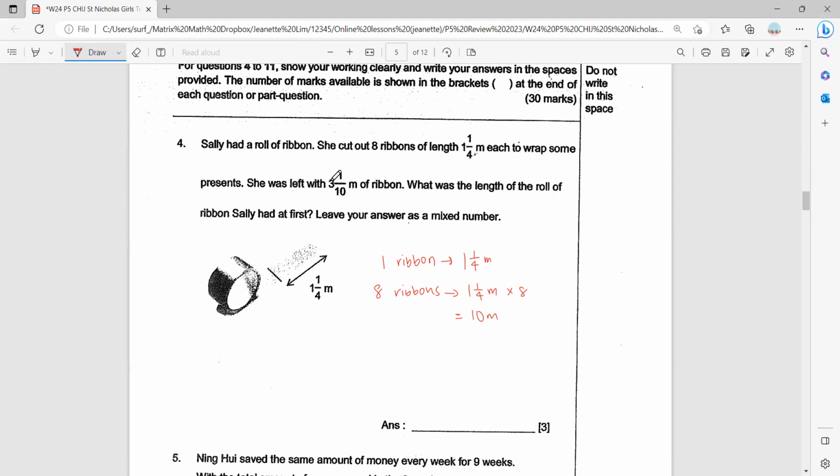And she was left with 3 1/10. You're supposed to find the at first, right? So you add on what she's left with. Okay, the 8 ribbons plus what she's left with. So total will be 10 plus 3 1/10. So that will give us 13 1/10 meters.